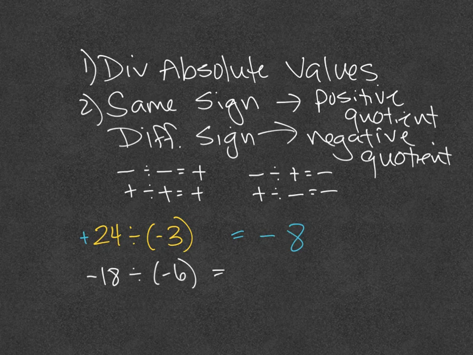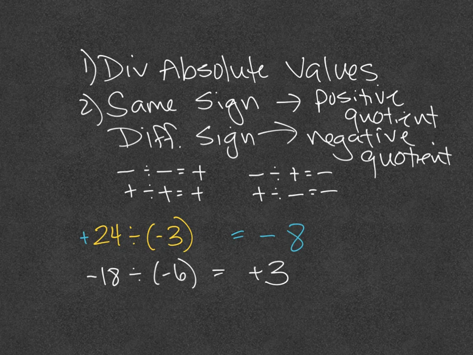And let's just look at one more. I have a negative 18 divided by negative 6. I'm going to divide the absolute values first. 18 divided by 6 is 3. Then I'm going to go back and check my signs. I have a negative divided by a negative. Negative divided by a negative gives me a positive quotient. I can just leave it as 3 or put positive 3 in front of it because, again, no sign is implied positive. And that's it.